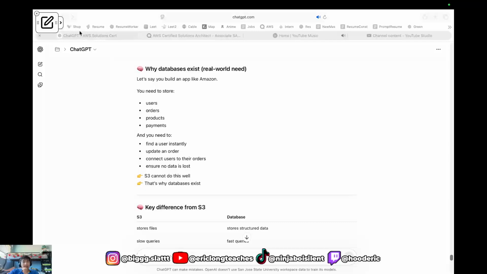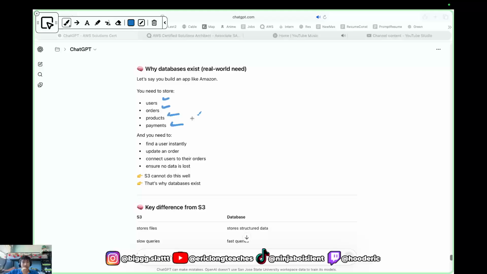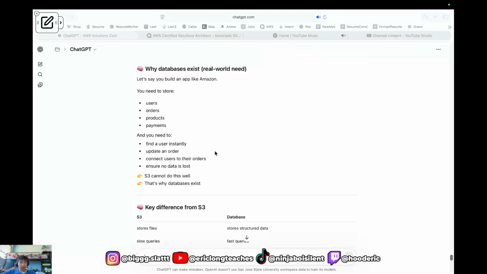So why do databases exist? Well, we need to store user data, orders, product information, and payments. Right, so how do we do that? We have to find users instantly, so we do a user lookup. So it's good for user lookup. Number two is good for update order. And connect users with their orders.